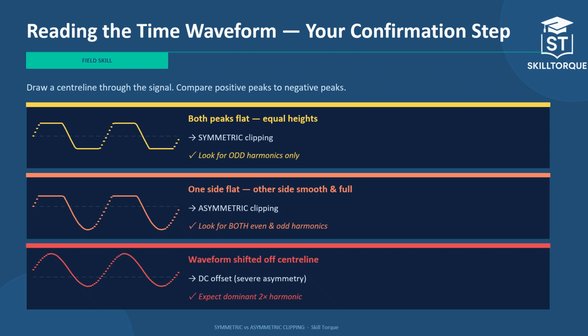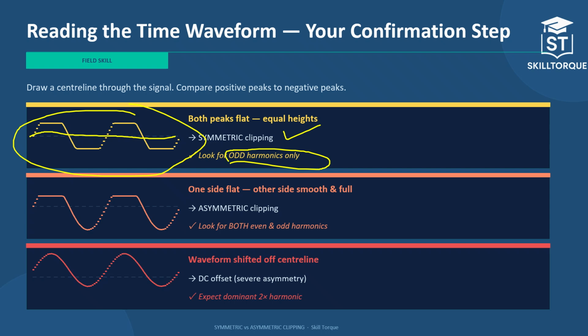Overall, let's make this a confirmation step for what we have discussed so far regarding symmetric and asymmetric. Let's draw one center line through the time waveform. If both peaks are flat, at equal height above and below, it is symmetric, so look for the odd harmonics; they will always be present. In the case where one side is flat and the other side is smooth or round, it is an asymmetric pattern. Definitely look for the even harmonics.